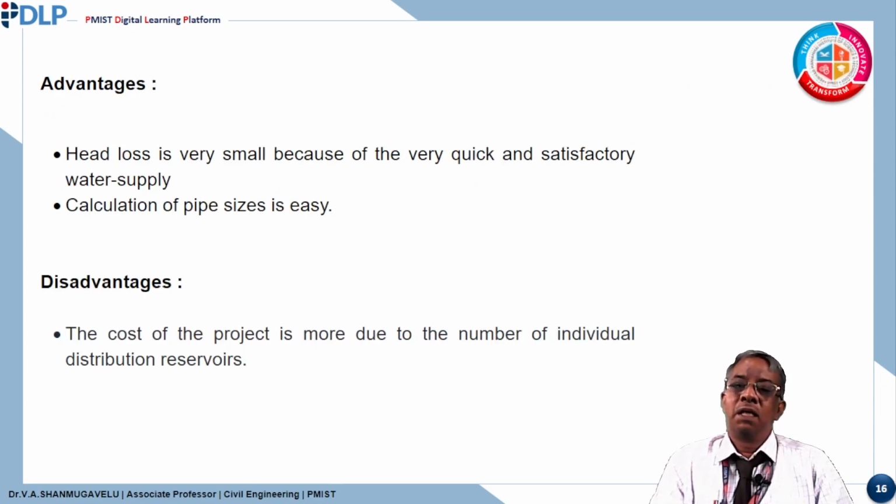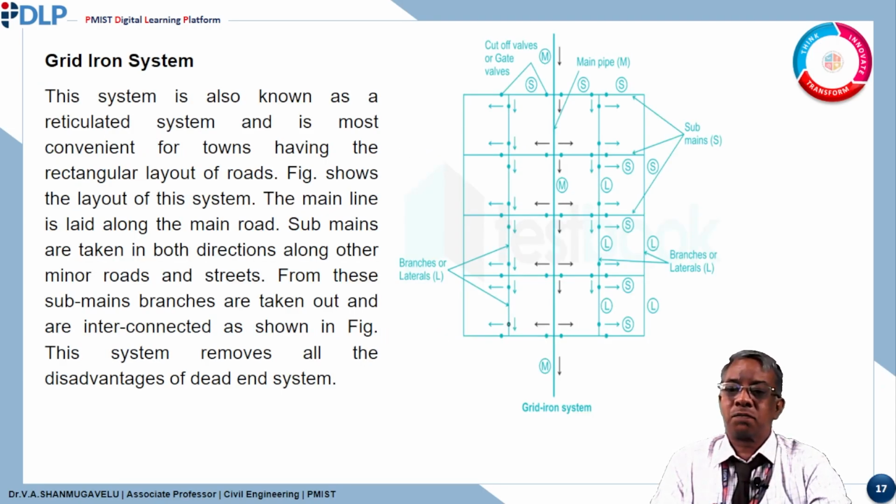The advantages: head loss is very small, because of the very quick and satisfactory water supply. Calculation of pipe size is easy. Disadvantage: the cost of the project is more due to the number of individual distribution reservoirs.